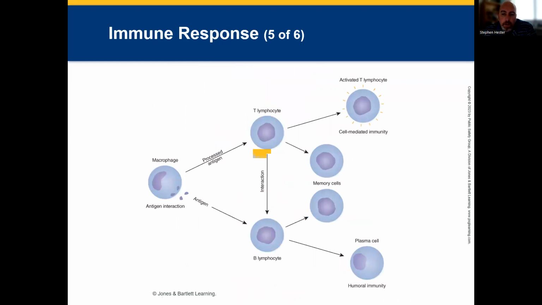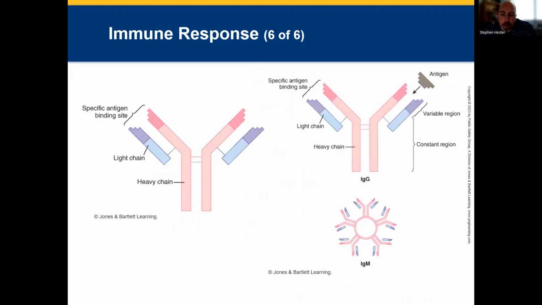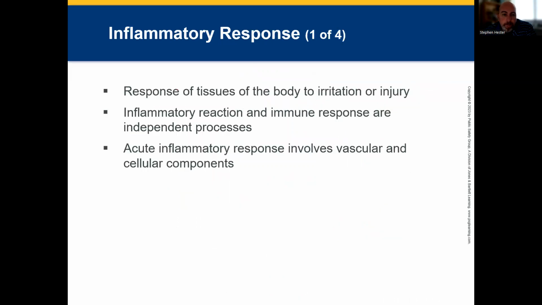Okay, this shows the interaction of cell-mediated and humoral immunity. And then this shows the general structure of an antibody and what it does. So inflammatory response is the first response. Injury, illness, and infection is your first response. It inflames up. Okay.